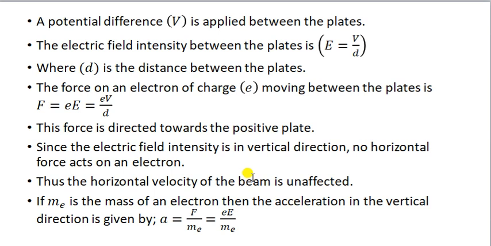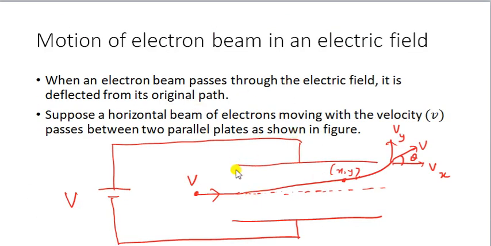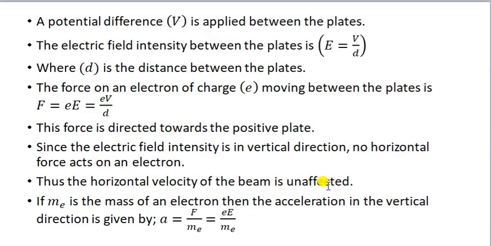The positive plate is on the upper side. So the force is upward, and the electric field is in the vertical direction. No horizontal force is acting on the electron, because the electric field is vertical, so there is no deflection in the horizontal motion. We can find the acceleration, and this acceleration is in the vertical direction. Acceleration is equal to F by m. So F is equal to eE, over the mass of the electron.